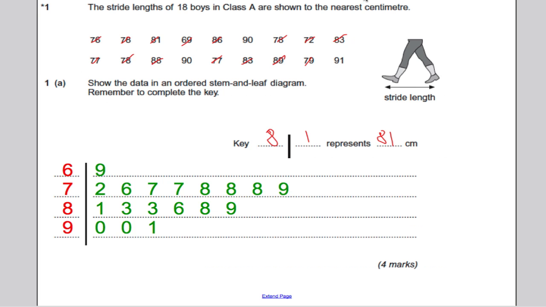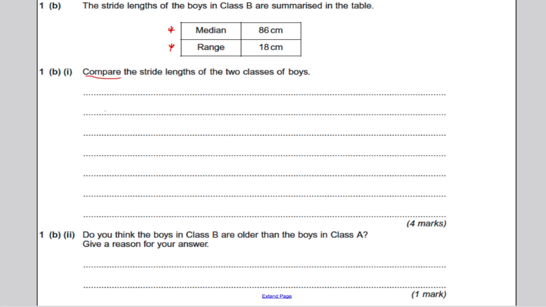So if we return to our stem and leaf diagram, I need to find the median. So we've got 18 boys. That means the median boy will be between the 9th and 10th person. So let's find that person now. 1, 2, 3, 4, 5, 6, 7, 8, 9, 10. So it's in between 79 and 81. And halfway between 79 and 81 is 80. So I can say the median of Class A is 80.